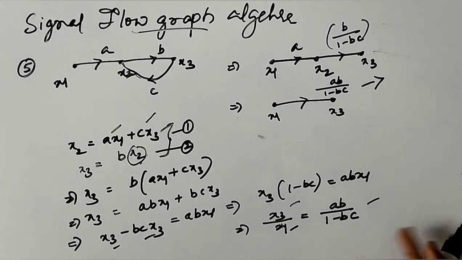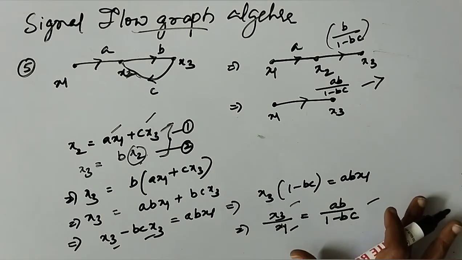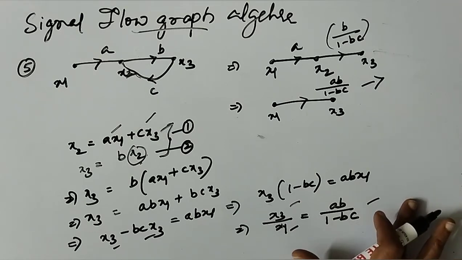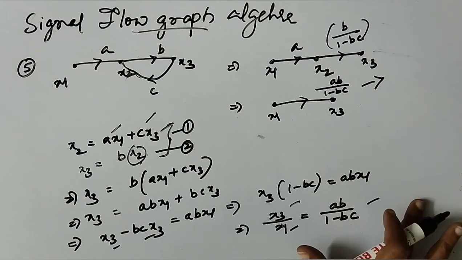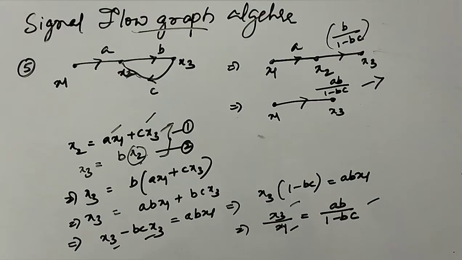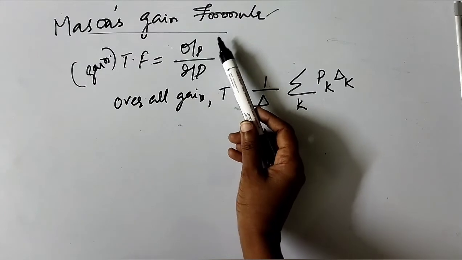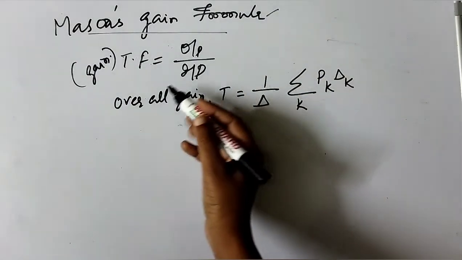Here also, the same way, loop. We have all the algebra and we know all the terminology, but before solving this particular approach, we'll go for one more concept, that is knowing Mason's gain formula. We are supposed to know Mason's gain formula because this is the tool used for reducing the signal flow graph and finding the transfer function.